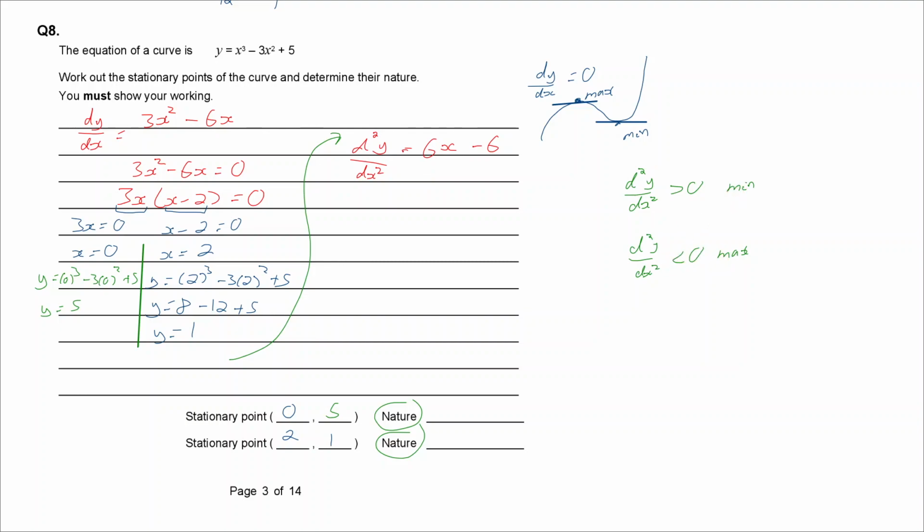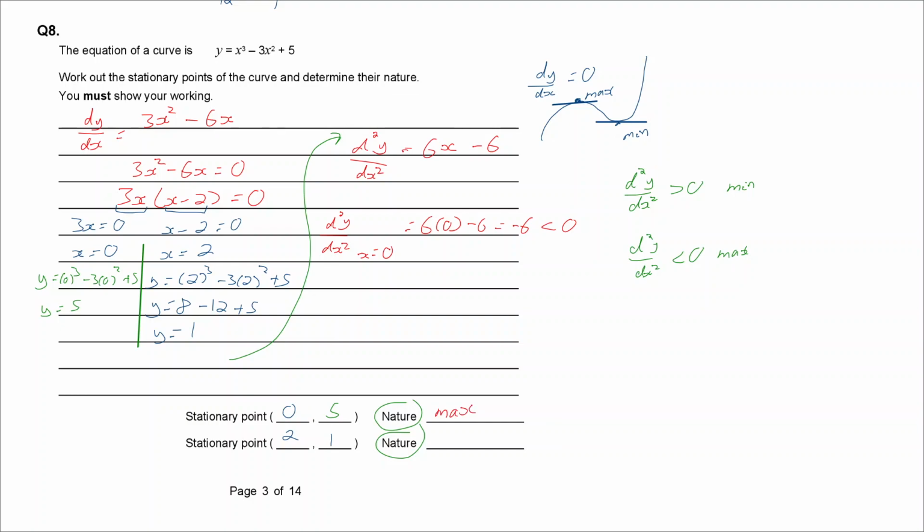Let's go and do this one. So d2y by dx squared, let's first consider when x is equal to 0. We're going to get 6 times 0 minus 6, which is minus 6, which is less than 0. And because this is less than 0, this point is a maximum point. So (0, 5) is a maximum point.